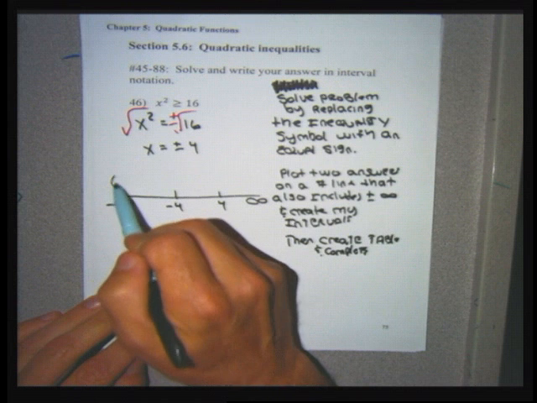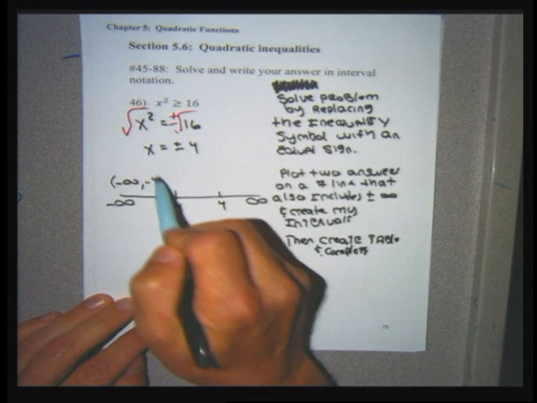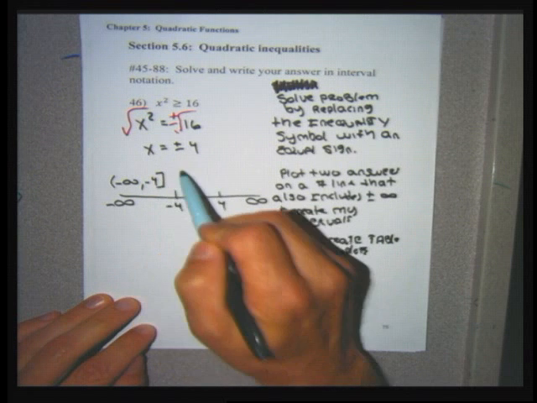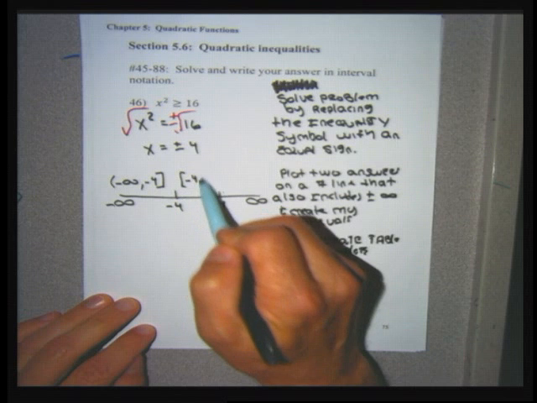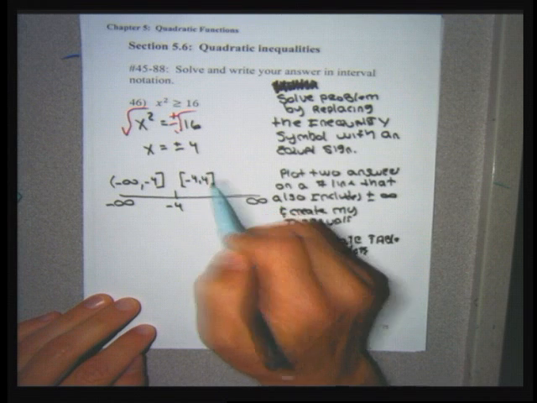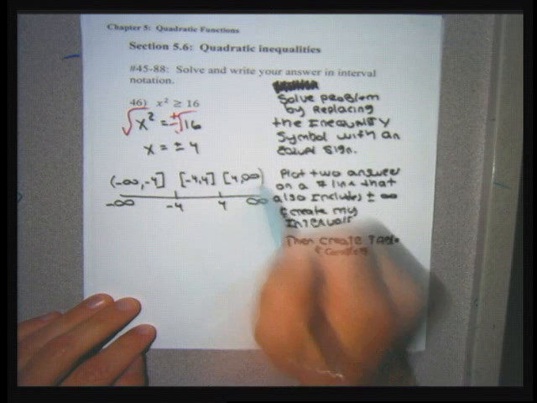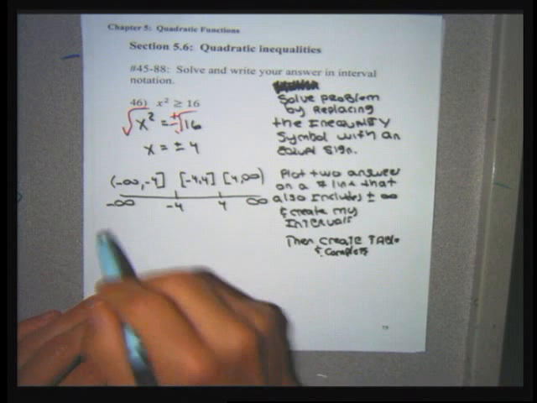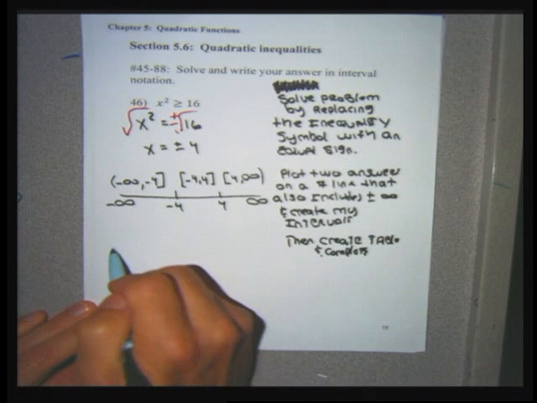First interval, infinities always get round brackets. Non-infinities get round brackets if there's not an or equal to, get square brackets if the inequality has the or equal to part. And because this is a greater than or equal to problem, the non-infinities get a square bracket. And now my table. Exactly the same table. First column has intervals.